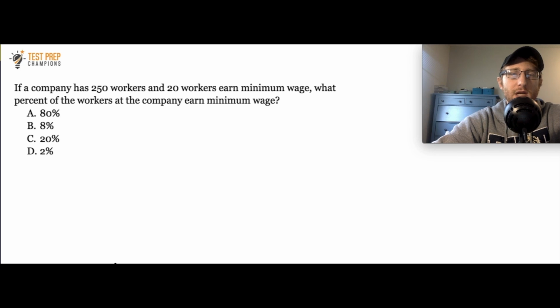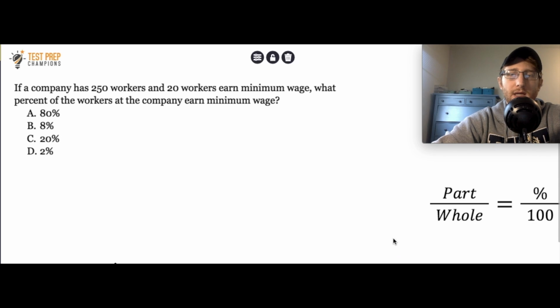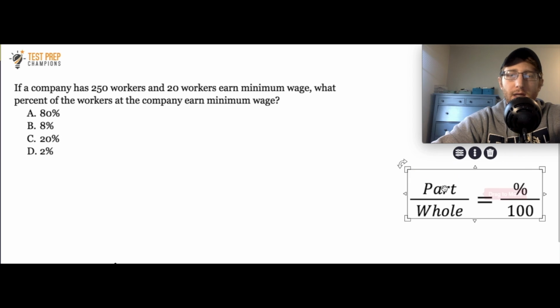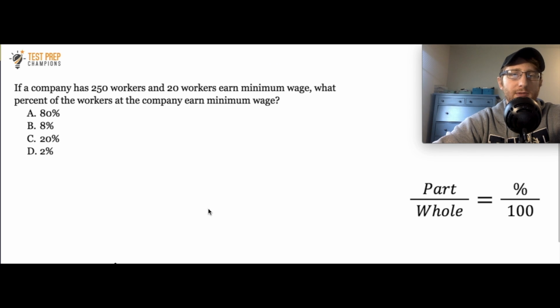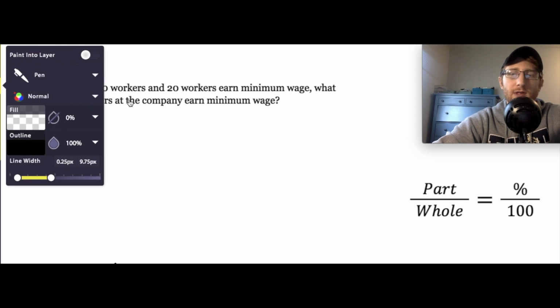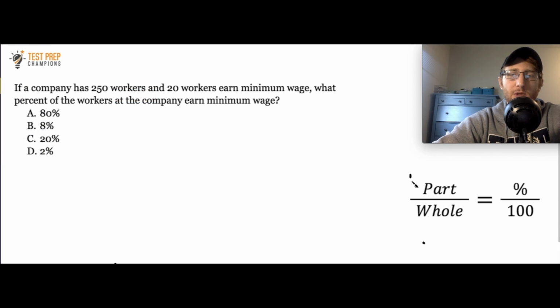Okay, so for percent questions, the formula that I recommend is part over whole equals percent over 100. Some people can just look at a percent question like this and just know what numbers to plug in the calculator without even using the formula. And if you can do that, that's great. But for most people, what I recommend is just memorizing this formula here, part over whole equals percent over 100. And as long as you plug the numbers into the formula correctly, this formula should get you the correct answer for the majority of percent questions on your test.